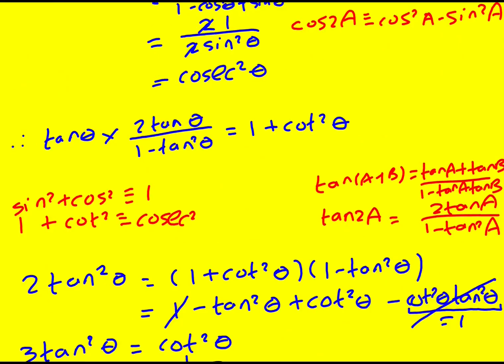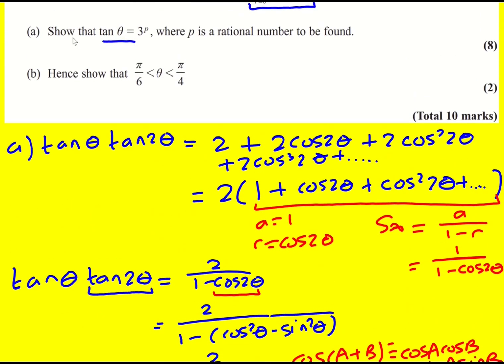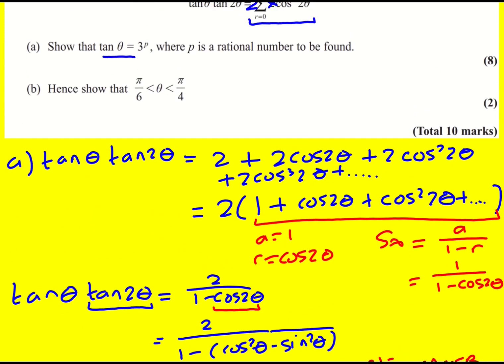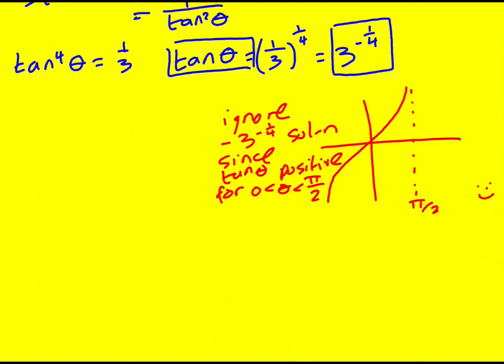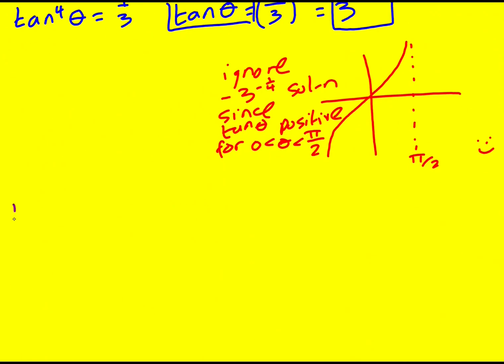Now, in part B, we're asked to hence show that theta is between pi over 6 and pi over 4. So tan of pi over 6, this is an exact value to be aware of. It's the same as tan 30. It's 1 over root 3. I'm not going to go into derivations of that here. Please do look it up and learn them. Tan pi over 4 is the same as tan 45, and it's 1.